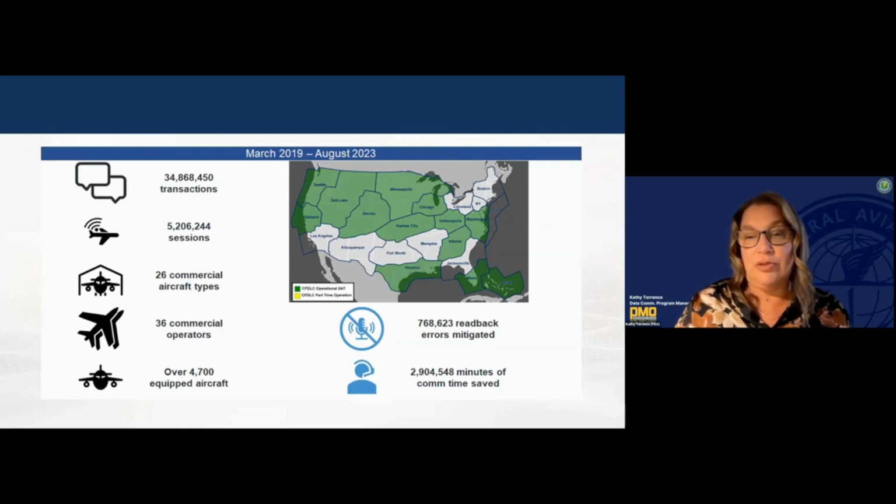And you can see to the right the readback errors that we've saved. I saw that on Anna's chart, and the same for the US. One of our big advantages and benefits is efficiency and safety. And in efficiency, you can see almost 3 million minutes of comm time saved just in the time that we've been running with en route since 2019.